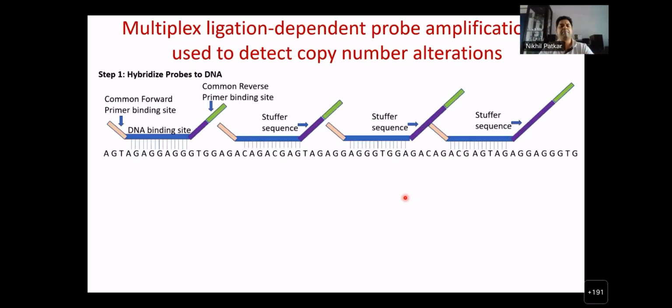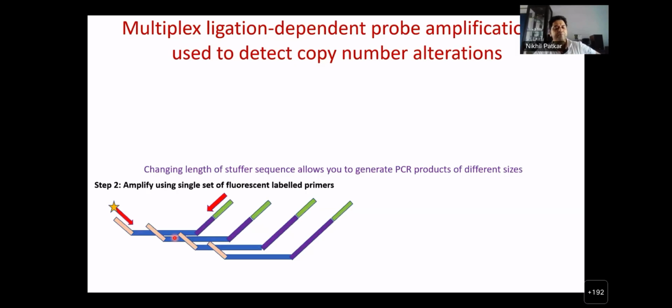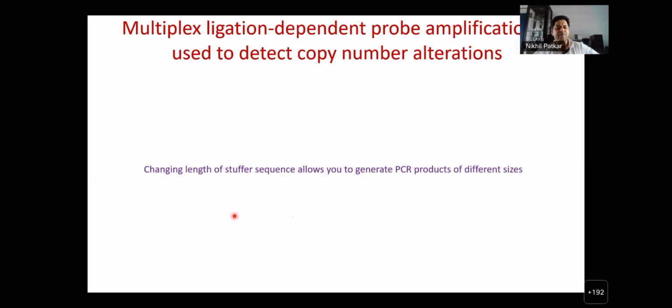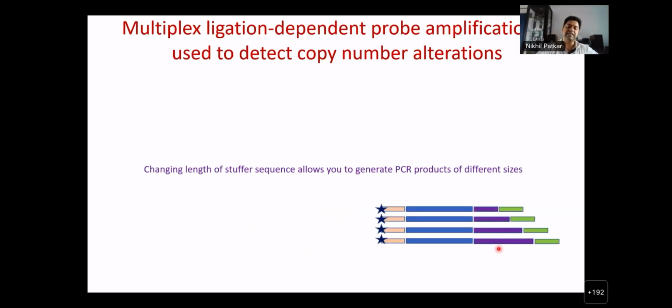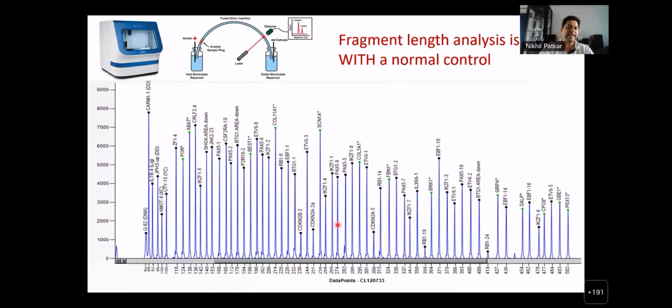So another application of PCR testing is also multiplex ligation dependent probe amplification. So let us look at what happens here. Here you have these probes of different lengths which hybridize to the target gene, and each of these probes has a stuffer sequence that is present here of different lengths, and every probe has then a common forward primer and reverse primer binding site. So if you do PCR across this, you will get multiple amplicons of different sizes because the length of the stuffer sequence has changed here. And if you use a fluorescently bound primer, all of these will be fluorescently bound. So when you do fragment length analysis here, you will see that different size amplicons are present.